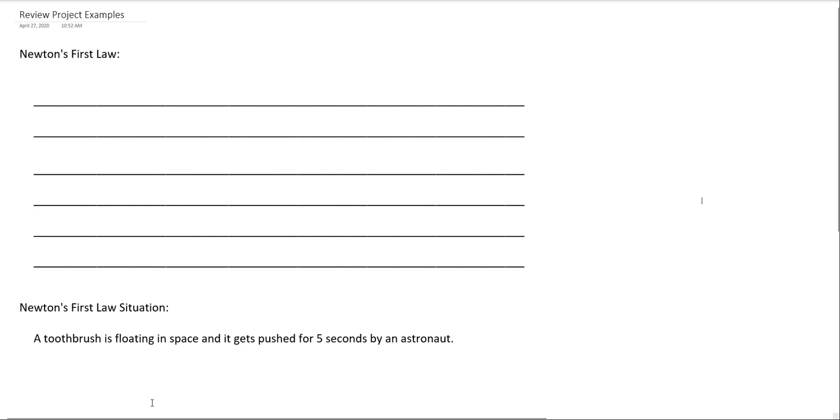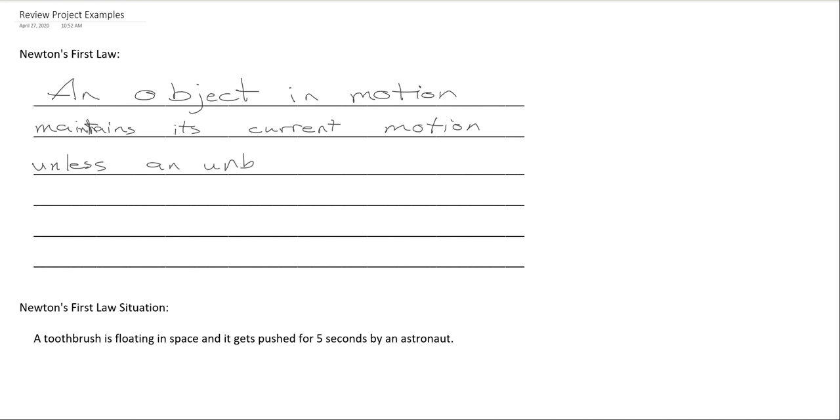So here we go, review project examples, Newton's first law. Here I would begin writing, what is Newton's first law? Well, Newton's first law was all about an object in motion maintains its current motion unless an unbalanced force acts on it. Now, that's not the first law in a textbook definition, but this is a way for me to understand it in my own words, and that's exactly what I'm looking for.